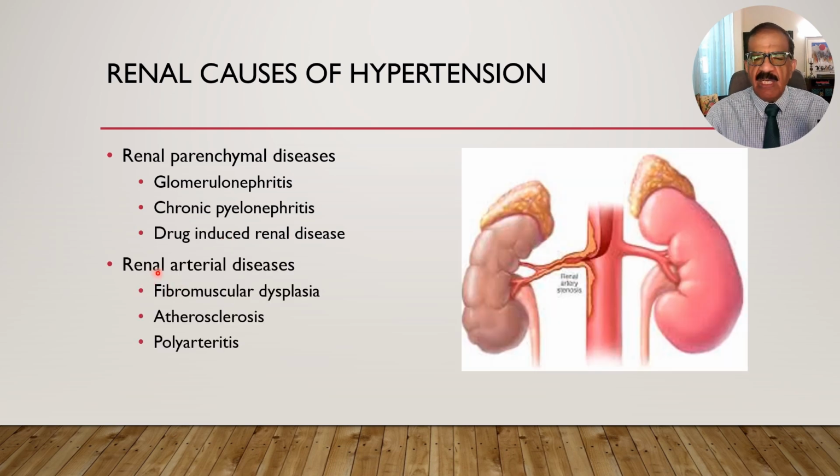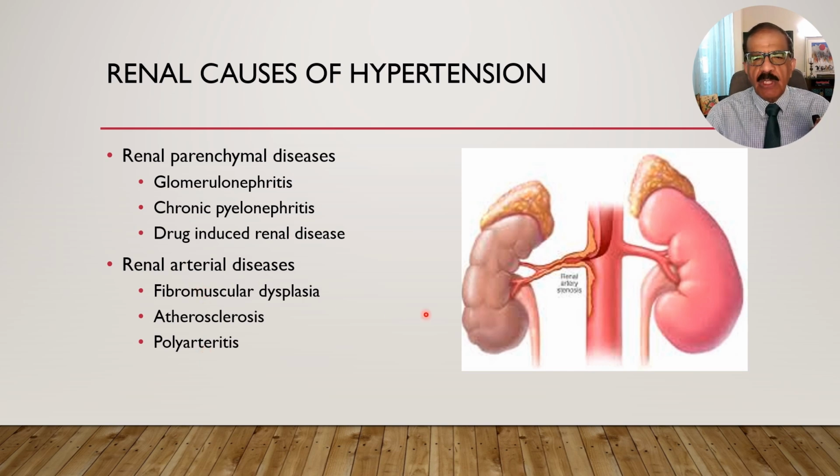And then renal arterial disease. There are various types, but I think most interesting is fibromuscular dysplasia. Fibromuscular dysplasia is a condition which is congenital, may present with hypertension in childhood and is potentially treatable or curable. Then the same can occur, renal artery stenosis can also occur in elderly as a result of atherosclerosis. Then the renal arteries may also be stenosed because of polyarteritis nodosa.